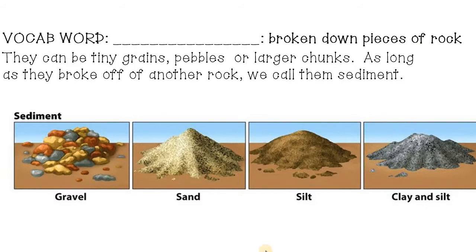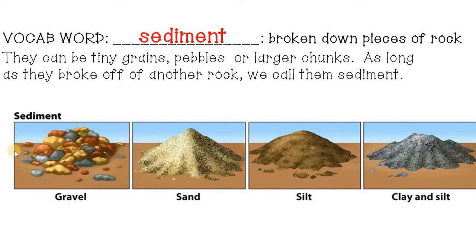So sedimentary rocks are called sedimentary rocks because they come from sediment. So let's take a moment to find out what sediment actually means. Sediment is spelled S-E-D-I-M-E-N-T. And sediment is simply broken down pieces of rock. So it started as a rock and it got broken down into little pieces. And those pieces can be tiny little grains, they can be pebbles, they can be larger chunks. As long as they broke off of another rock, we can call them sediment.